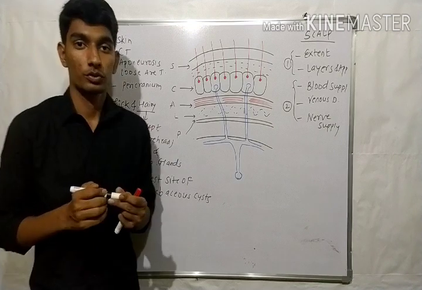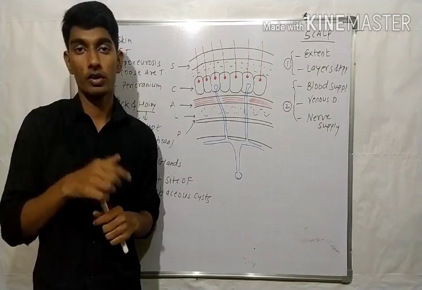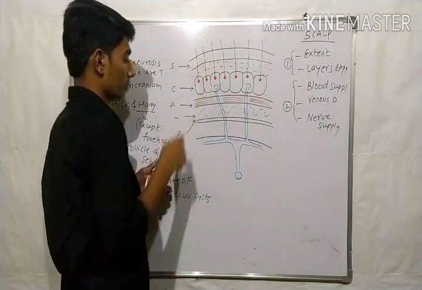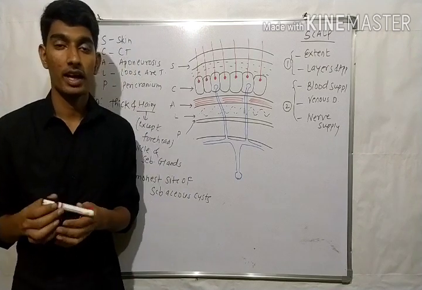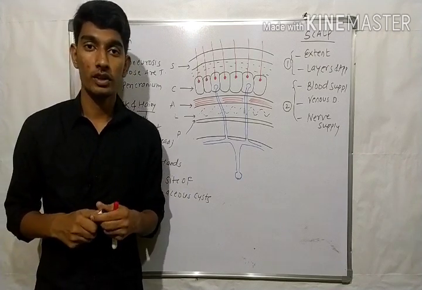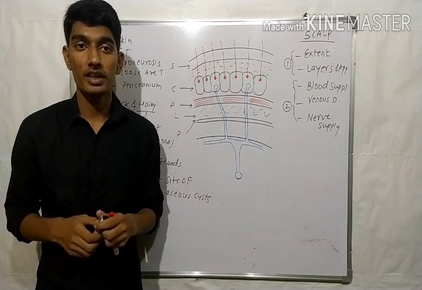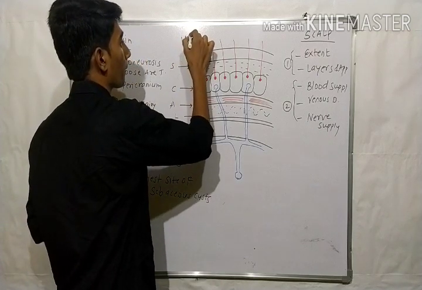So the skin of the scalp is thick and hairy except for the forehead, because on the forehead we don't have hairs. These are the hairs. Second, hair follicles and sebaceous glands, and due to the presence of hair follicles and sebaceous glands, it is the commonest site for the sebaceous cyst.